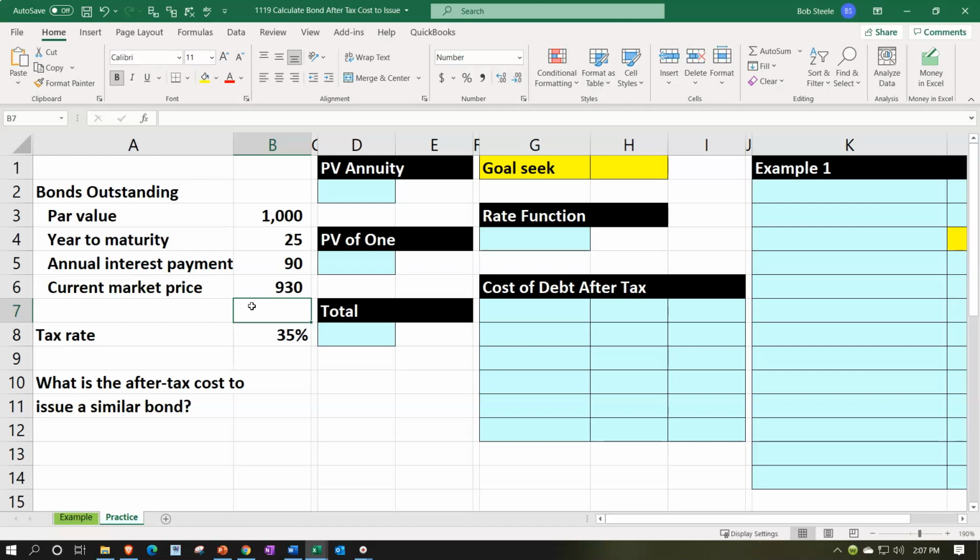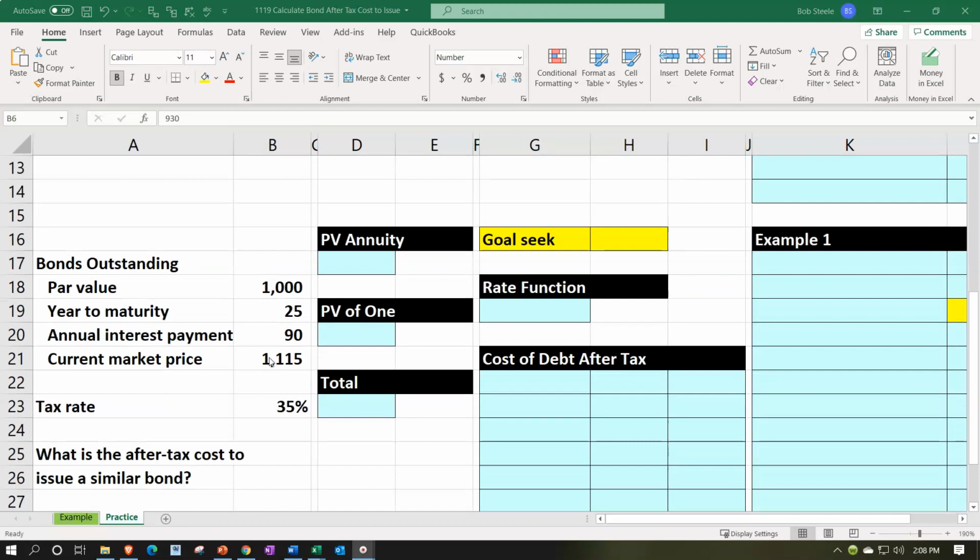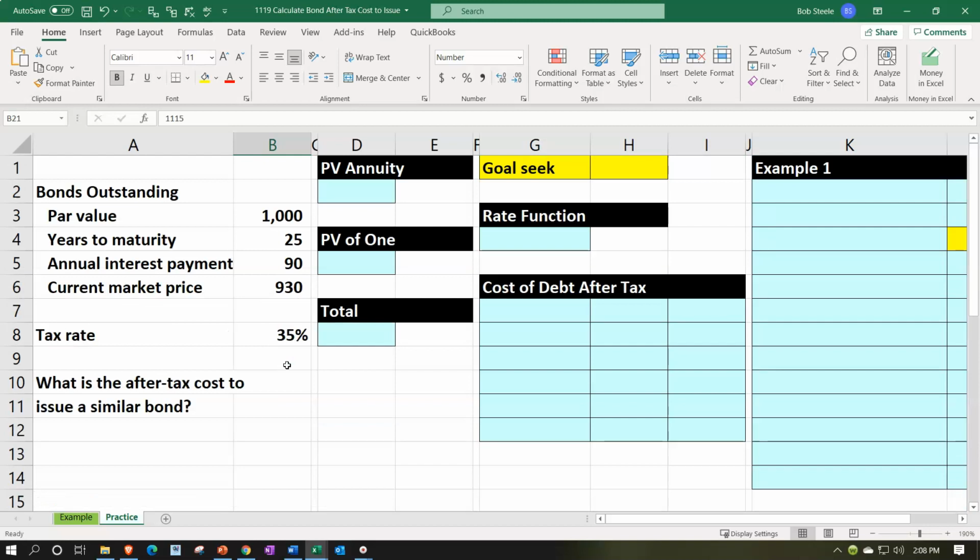So let's see that a little bit more clearly here. We have our information on the bond outstanding. We're saying it had a par value of 1,000. The years to maturity is going to be 25. Annual interest payment we're going to say is 90. So we don't have the rate given here, we just said the payment is going to be 90. And then the current market price we're saying is 930. So you can see this being issued at a discount. Down below will be basically the same situation, but that one being issued at a premium. So this one's going to be issued at a discount. We know the tax rate is going to be 35%.